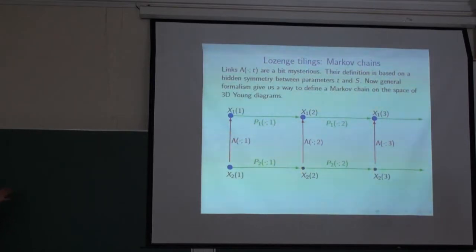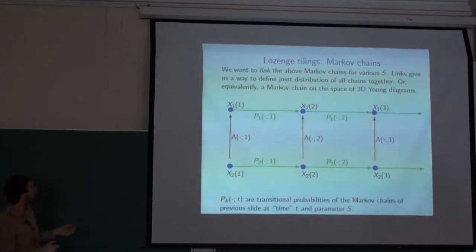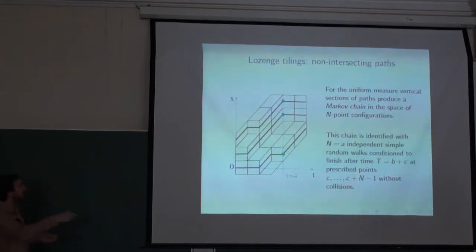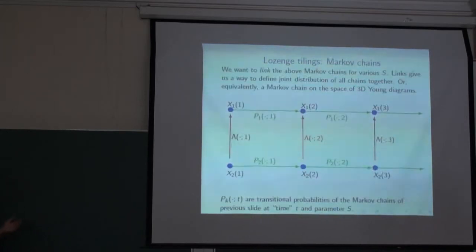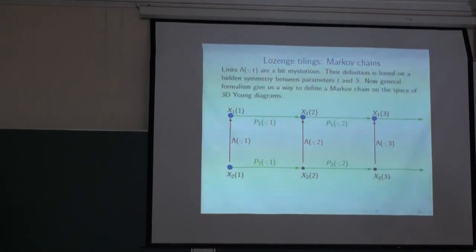However, it is hidden somehow in the structure of the model. So there is some symmetry between parameter t shown here and parameter s, which is the side length of the hexagon. There is some symmetry between these two parameters, which gives a way to define another family of Markov chains. And then we again do the same construction as before.